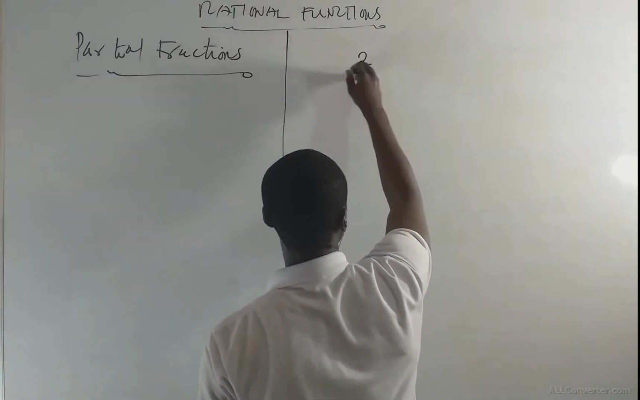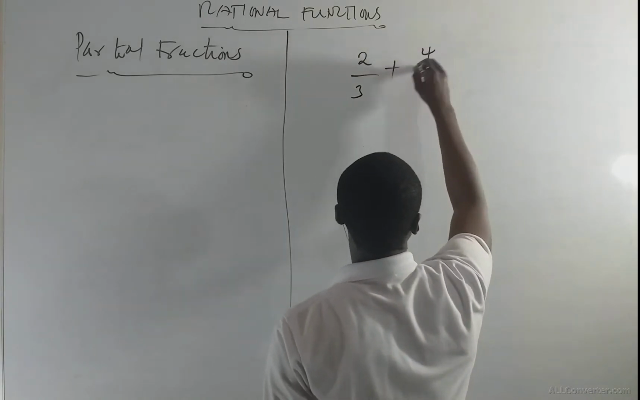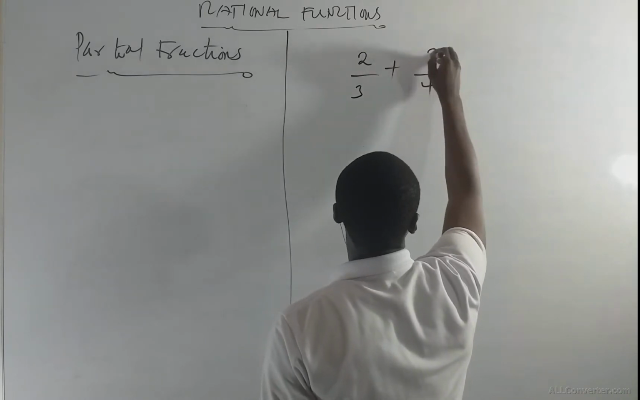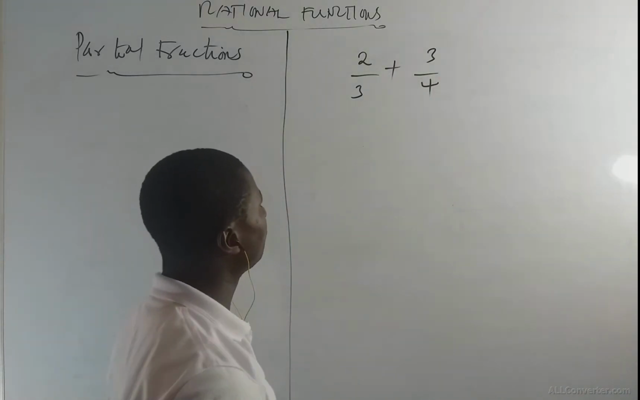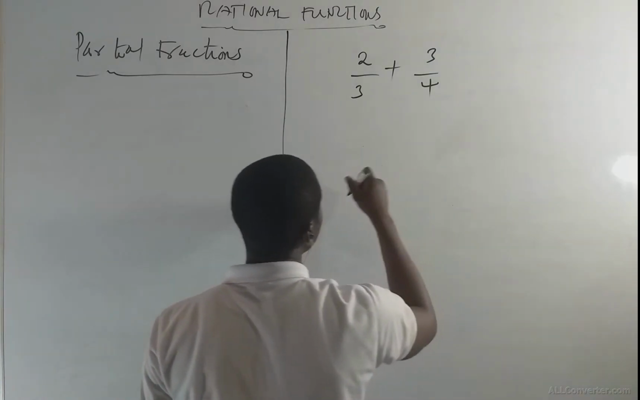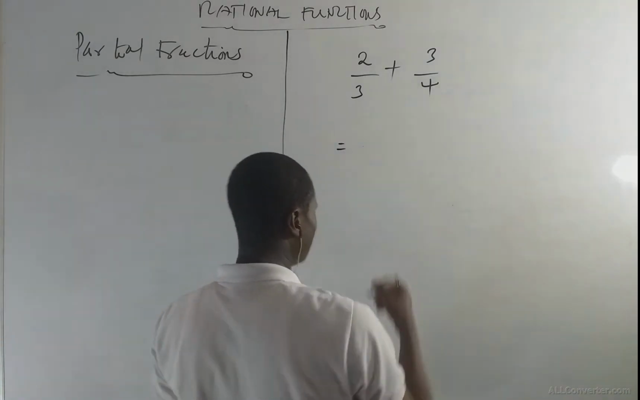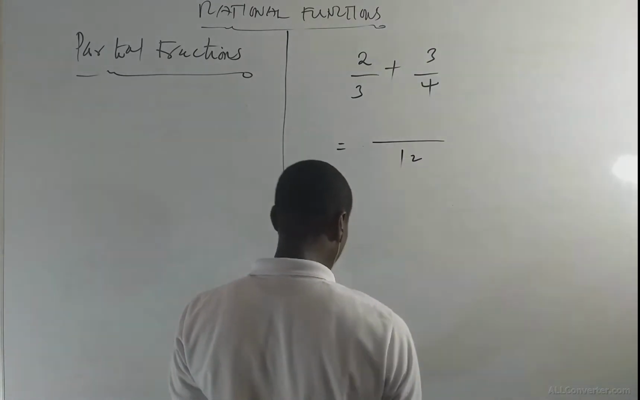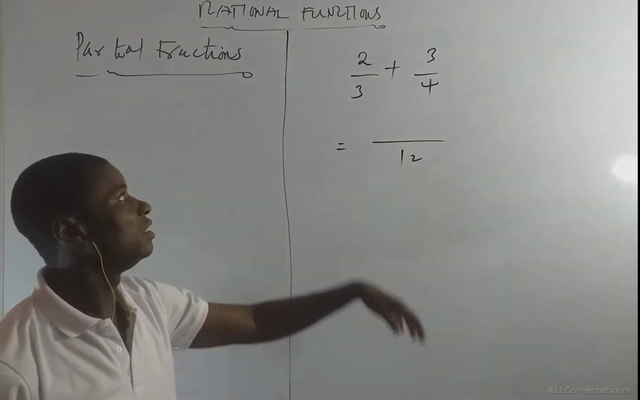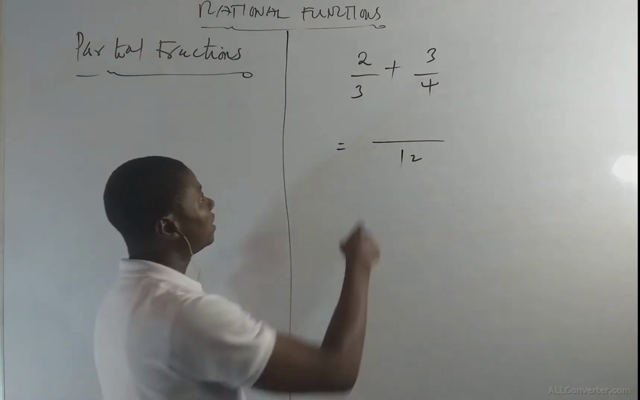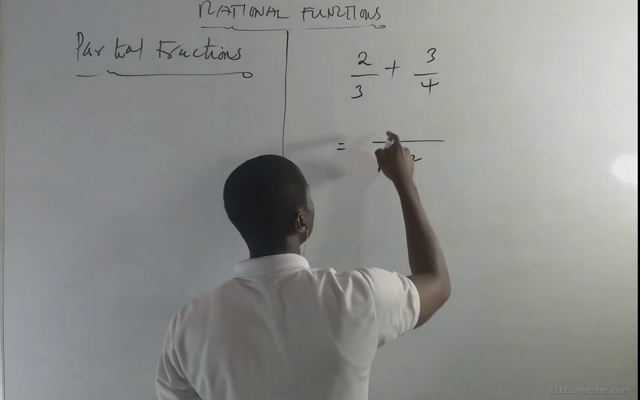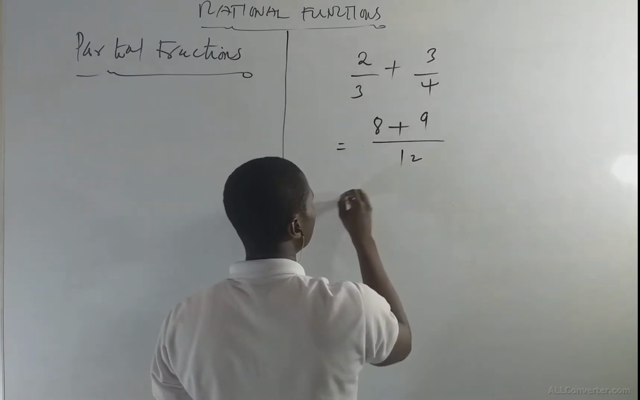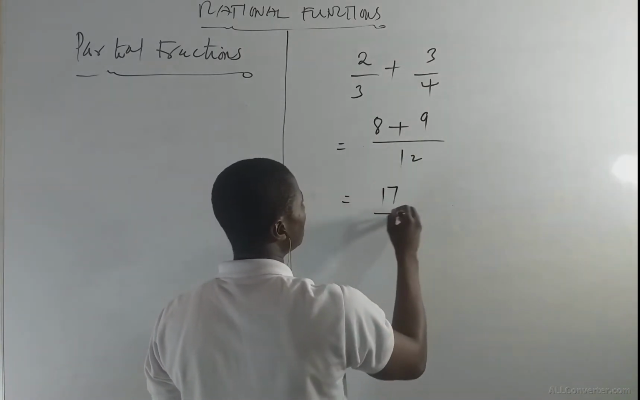Let's assume that you have 2 over 3 plus 3 over 4. If you are given this to simplify, you have to find the LCM. The LCM of 3 and 4 is 12. When you refer to my videos on addition of fractions, you understand what we are talking about here. So, 3 into 12 is 4 times, then 4 times 2 gives us 8. Then 4 into 12 is 3 times, and 3 times 3 gives us 9. So this will be equal to 8 plus 9, which is 17, divided by 12.